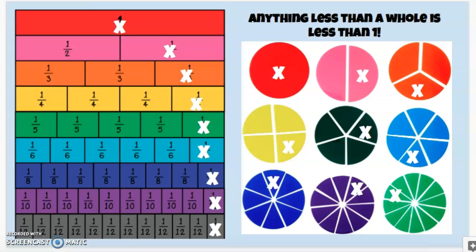As a reminder, anything less than a whole is less than 1. Here are the fraction bars and fraction circle tools that you are used to using. I put X's on both of the red wholes because a whole is not less than 1, because it's equivalent to 1. I also put X's on this last piece of every fraction bar and one slice of every fraction circle. Again, 2 halves or 3/3 or 4/4, these are all also equivalent to 1.